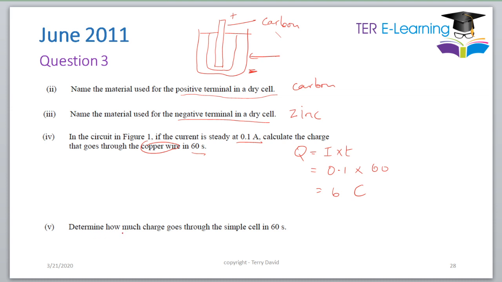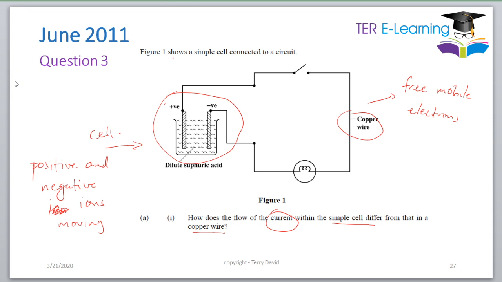The next part is asking, determine how much charge goes through the simple cell in 60 seconds. So they want to know what is the charge that flows through the simple cell in 60 seconds. Now if we look at the circuit here, what type of circuit is that? Is it a series or a parallel circuit?